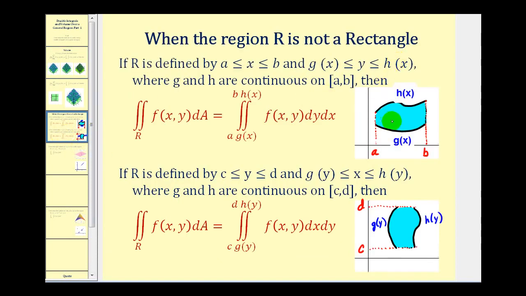If the region is bounded above and below by a function of x, then we'll have to integrate with respect to y first, where the limits of integration with respect to y will be g of x to h of x. And if our region is bounded to the left and right by functions of y, we'll first integrate with respect to x, and our limits of integration will be g of y and h of y. Let's go and take a look at our examples.